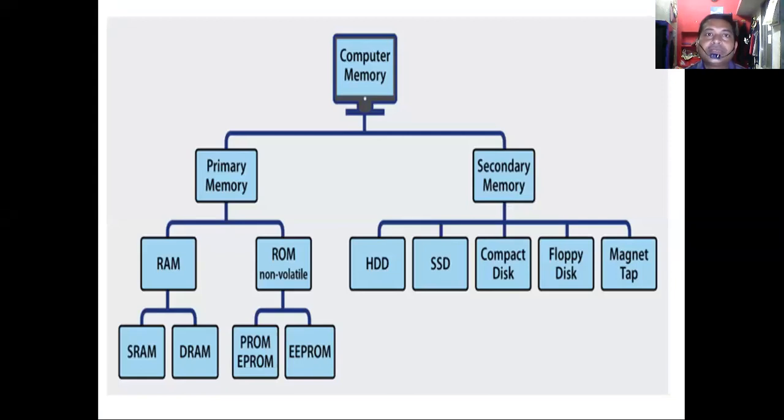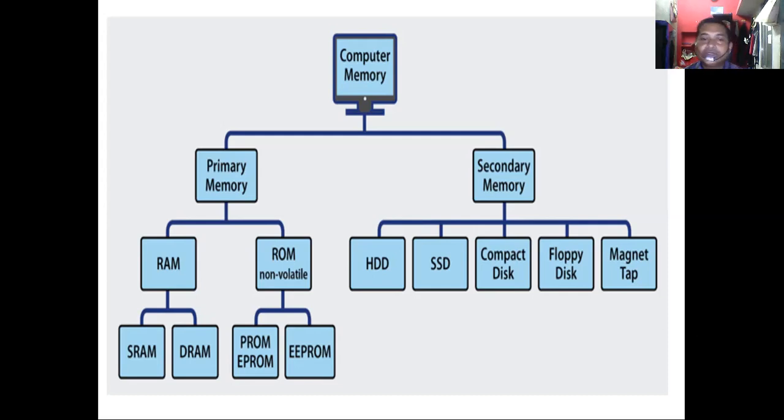Next, computer memories. Computer memory is of two types: primary memory and secondary memory. Primary memory is of two types, RAM and ROM. RAM full form is random access memory, and ROM full form is read only memory. RAM is of two types: SRAM, static RAM, and DRAM, dynamic RAM. ROM is of two types, PROM and EPROM. PROM means programmable read only memory, and EPROM, erasable programmable read only memory. Then EEPROM, electrically erasable programmable read only memory.